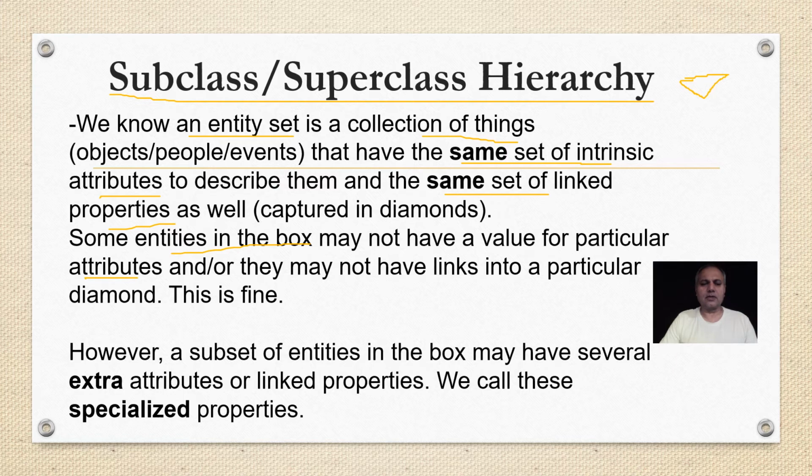However, another situation can arise. All the entities in the box may have common intrinsic attributes, but they may have extra attributes that may be relevant only to a subset of the entities in that class, also called a subclass. So if we have a box, we can take a few of the entities in that box that form a special subclass. And why is it special? Because it's described either by extra intrinsic attributes and or extra linked properties. So we call these specialized properties.